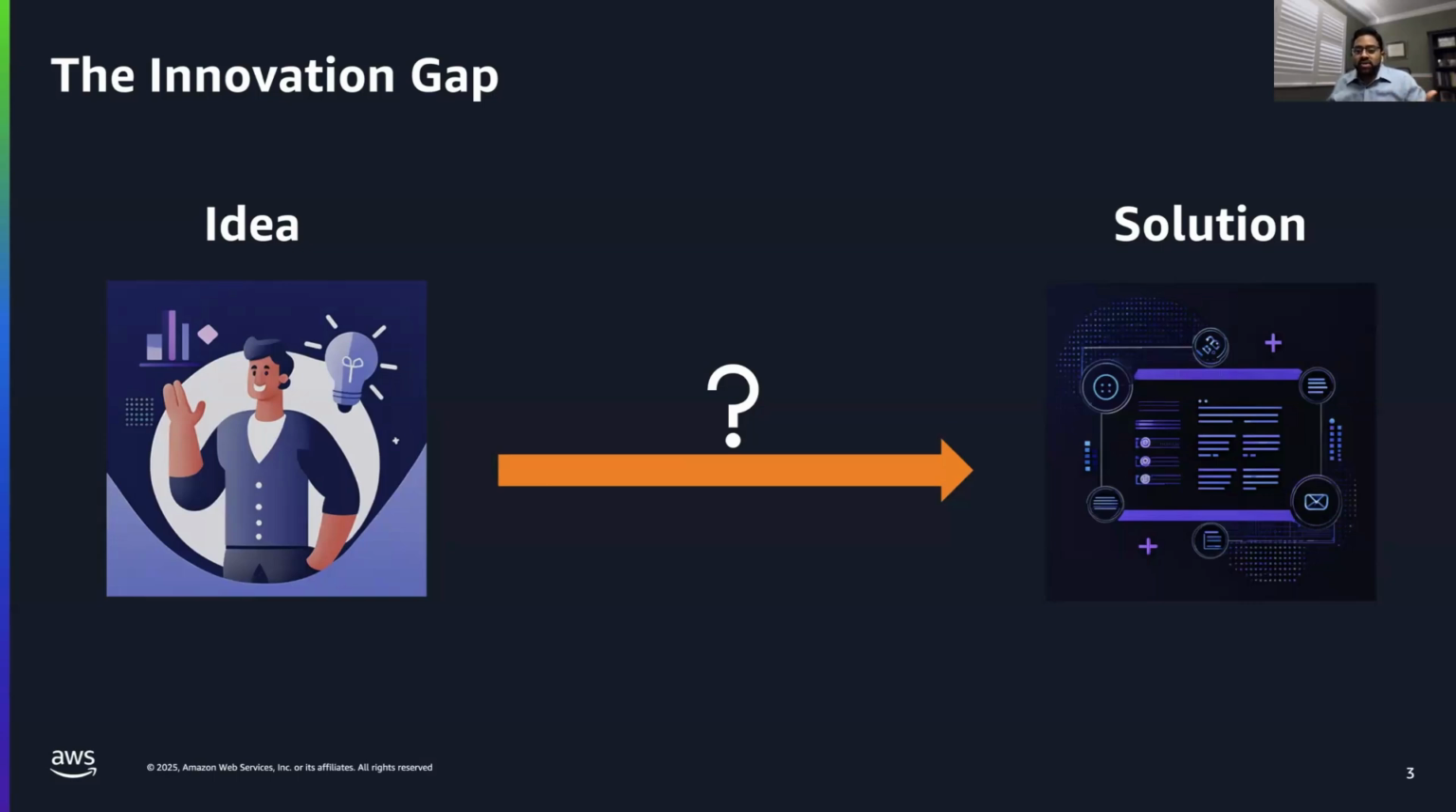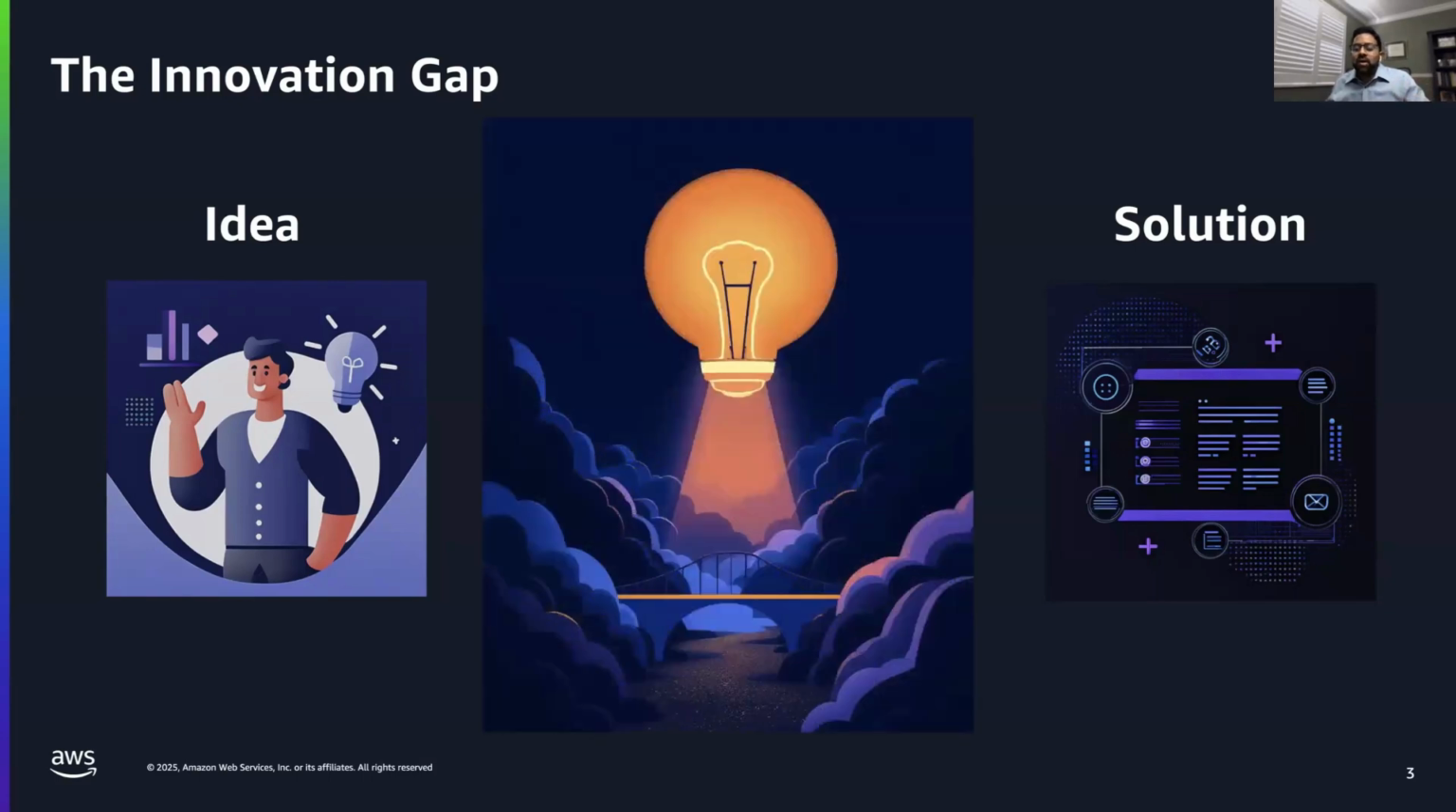Traditional development requires extensive technical expertise across multiple domains, right? Like from front end to building APIs, database, security, infrastructure, all of it. So this complexity creates what we call the innovation gap, the space between your great idea and its implementation. And this has the potential to stifle innovation in your organization or make it very hard and time consuming to get from the left to the right.